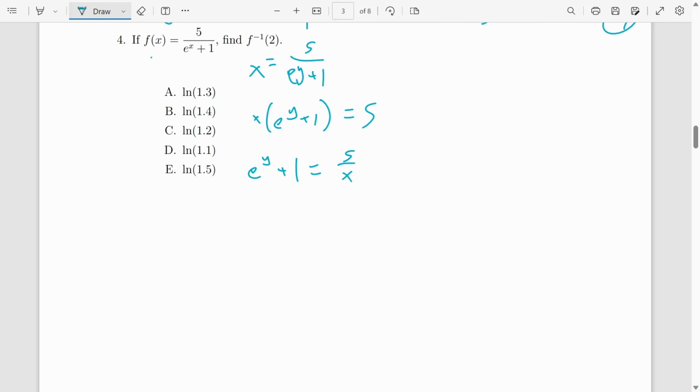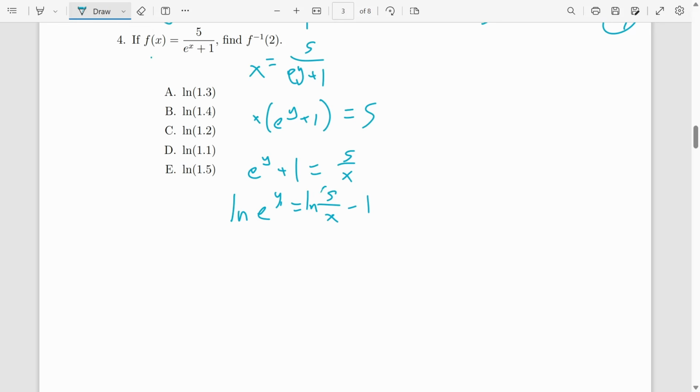So now I've got this e to the y term kind of all by itself, and then if we were to subtract both sides by 1, it makes it even clearer. We've got e to the y equals 5 over x minus 1. So now we actually have e to the y all by itself. And now what we can do is take the ln of both sides.